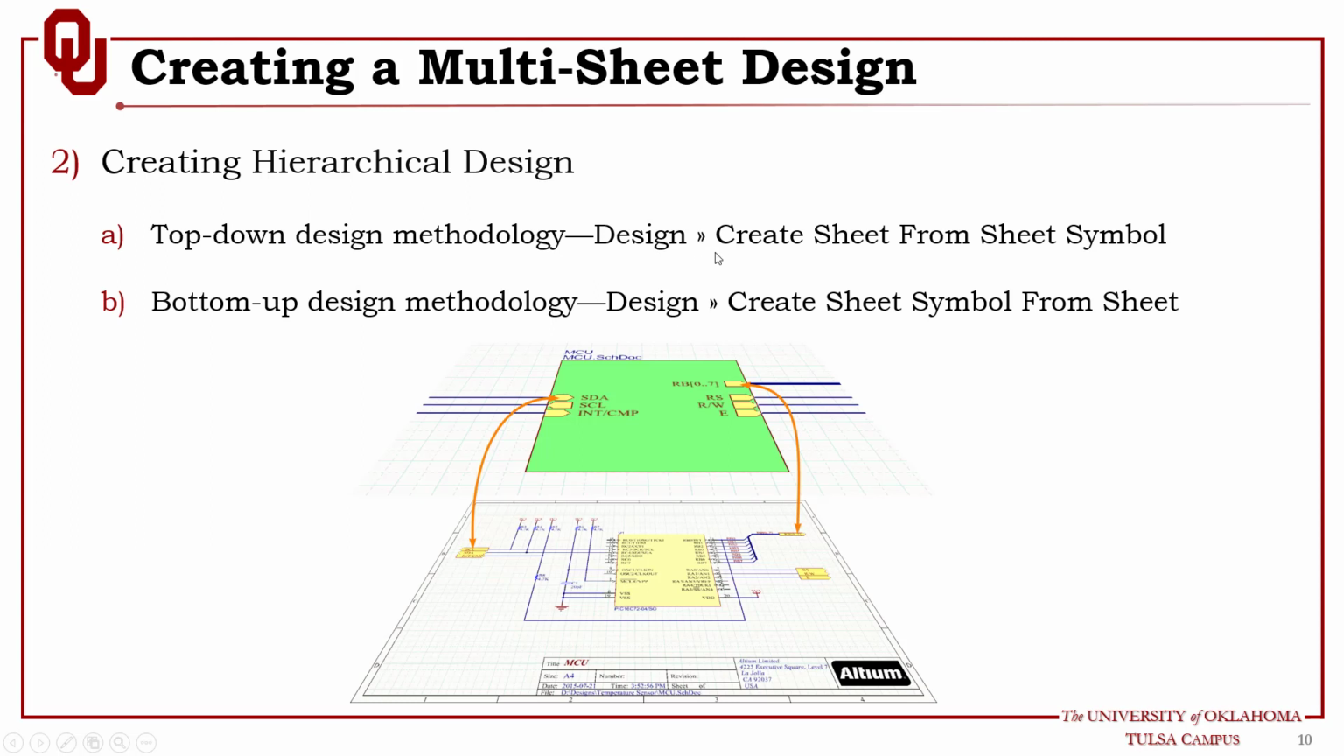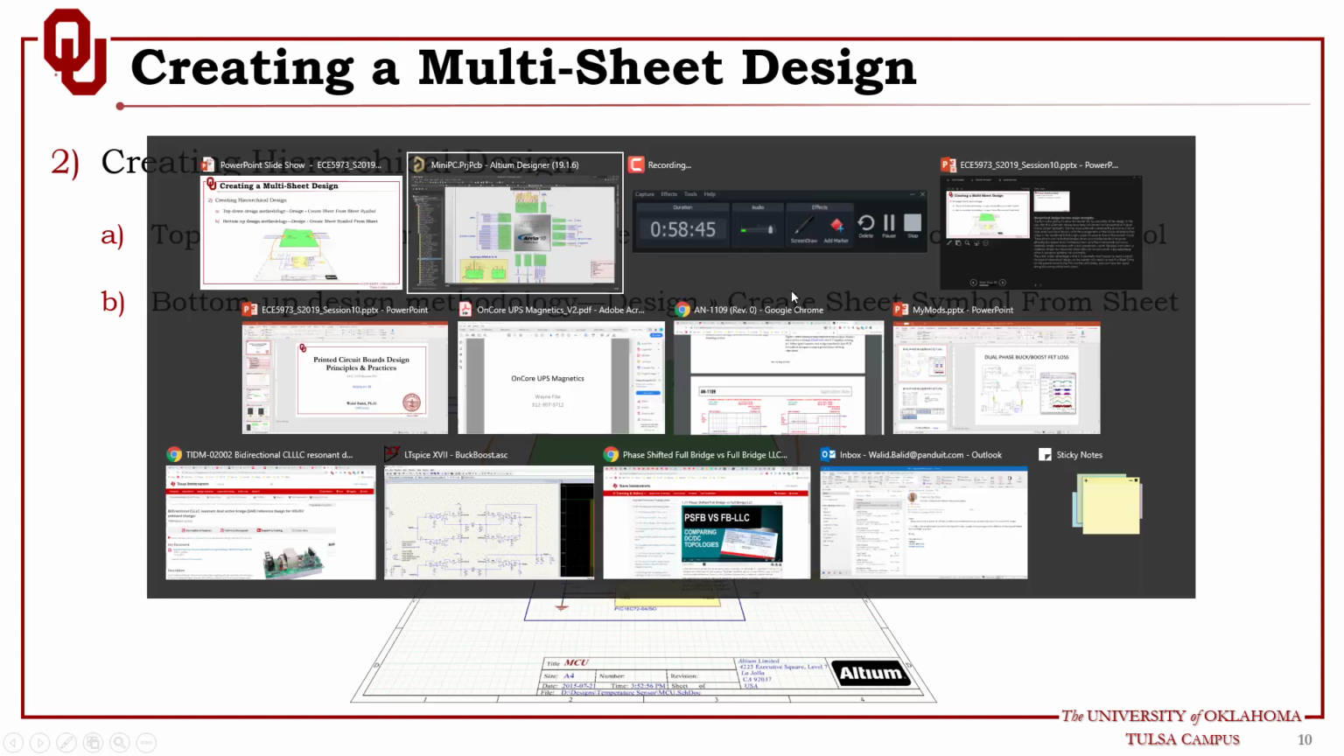For the first methodology, if you go to the Design menu, there is a command called Create Sheet From Sheet Symbol. Basically, if you create a sheet symbol on a parent sheet and now use this command, Altium Designer will automatically create schematic sheets and add the boards inside these sheets for you.